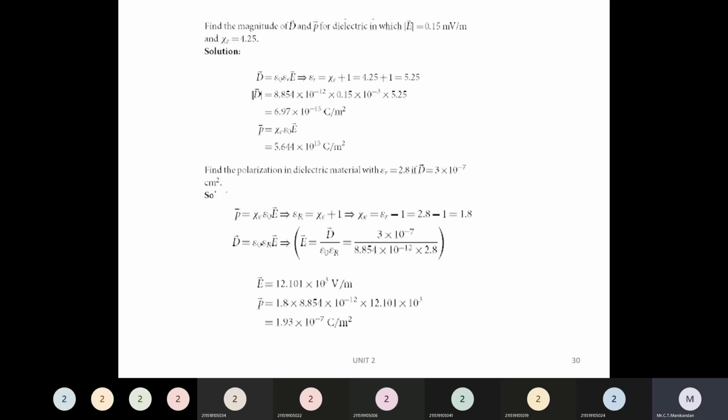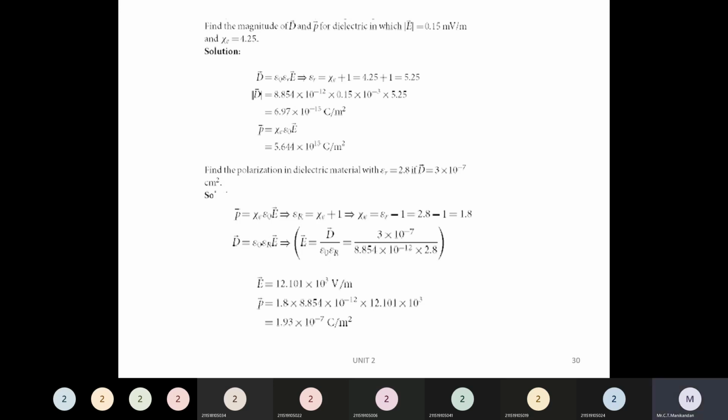They are given the epsilon r value and the D value, and we want to find the polarization. What is the polarization formula? It is the dielectric susceptibility times epsilon naught times E. In the problem they have given D, so we have to find E first, then the dielectric susceptibility. With that we can find the polarization here.